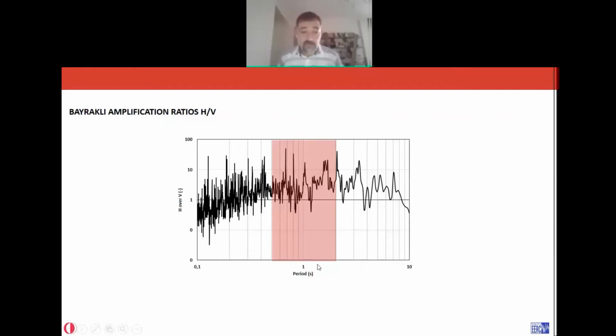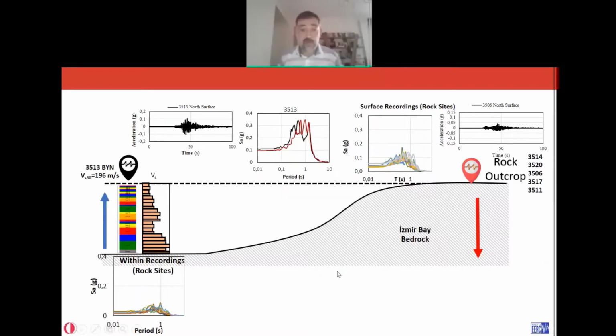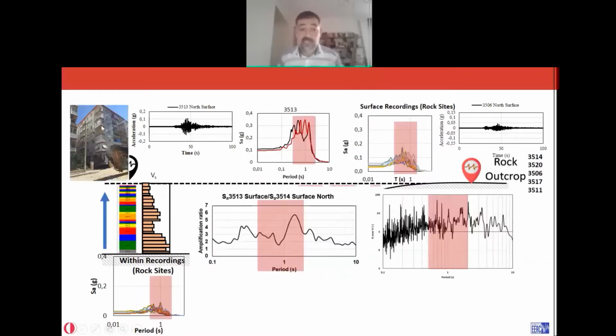So to cut the long story short, we performed a lot of this analysis, specific now for Bayraklı, and guess what? Rock outcrop is rich with long period energy. It comes rich at the within motion level. And then the soil site significantly amplifies that motion. And now we have a monster. When I say monster, relatively speaking, this record itself is not a monster, but the amplifications are monsters.